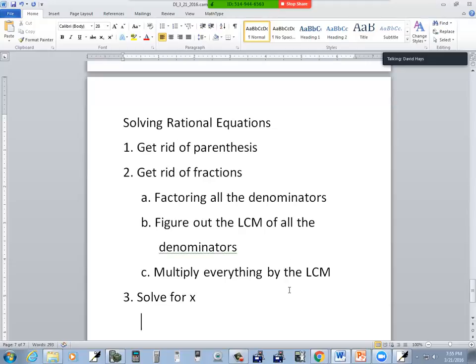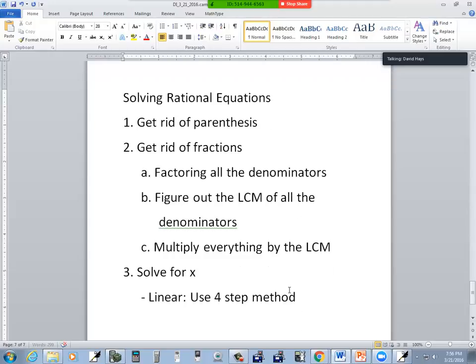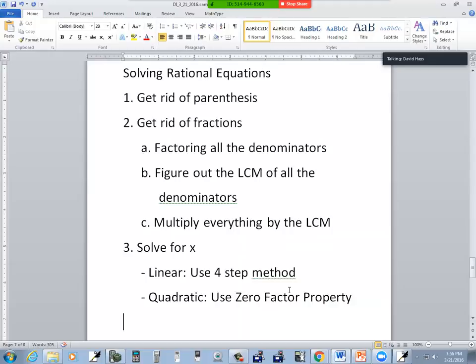And that's pretty vague, but it has to be. Could be a linear equation at this point, in which case you'd use your 4-step method we looked at earlier in the course. Or it could be a quadratic, and here you'd use your zero factor property, typically. And then step 4 is to semi-check your answer. You don't have to fully check it, you just have to make sure it doesn't cause any denominator equals 0. And we'll look at that.